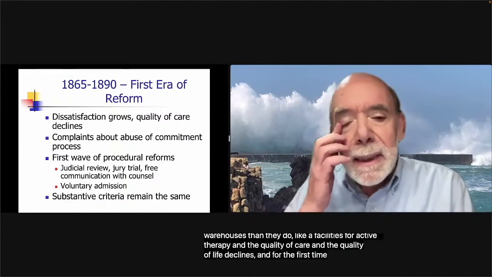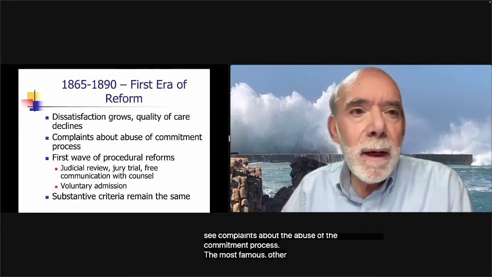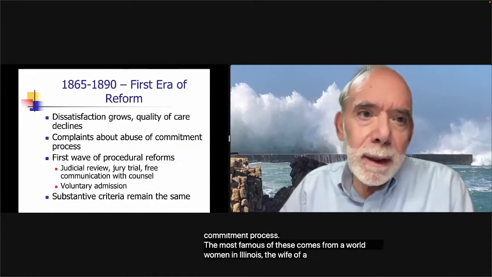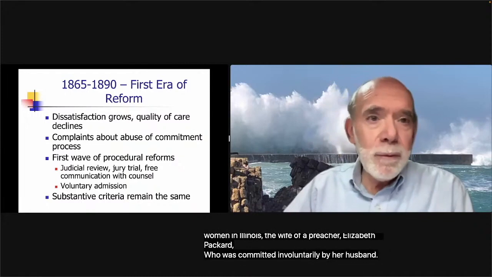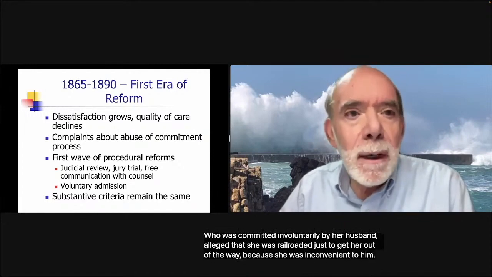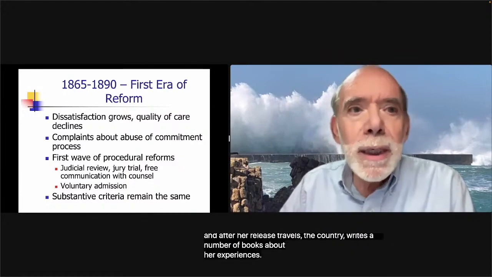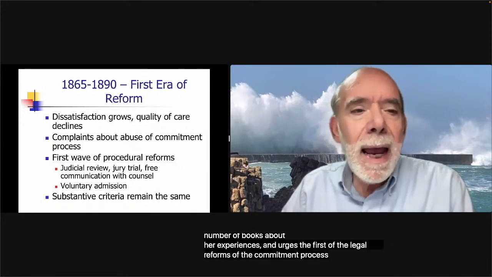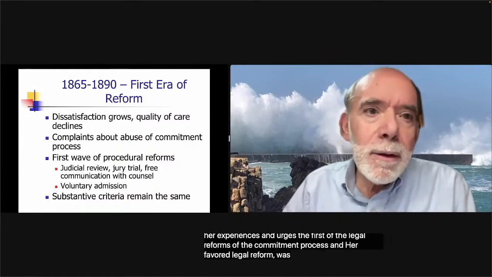And for the first time, we begin to see complaints about the abuse of the commitment process. The most famous of these comes from a woman in Illinois, the wife of a preacher, Elizabeth Packard, who was committed involuntarily by her husband, alleged that she was railroaded just to get her out of the way because she was inconvenient to him. And after her release, travels the country, writes a number of books about her experiences, and urges the first of the legal reforms of the commitment process. Her favored legal reform was a requirement for a jury trial.